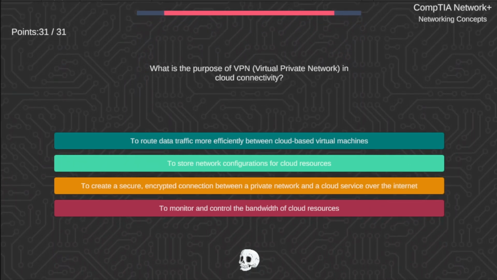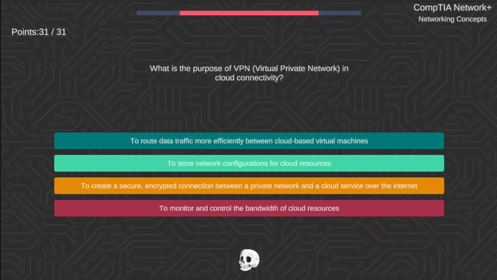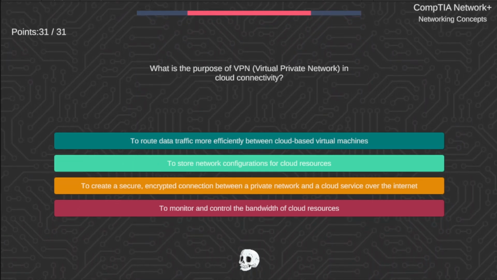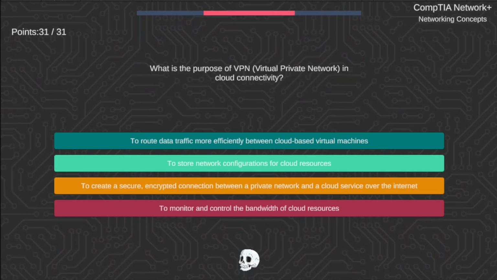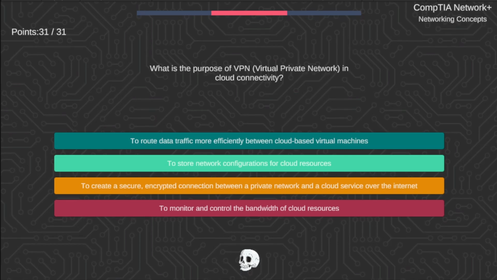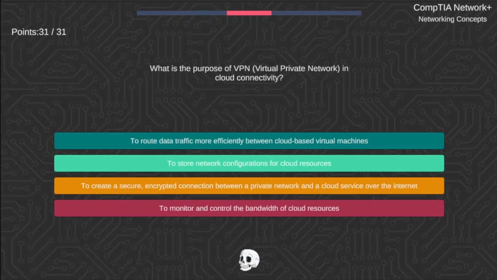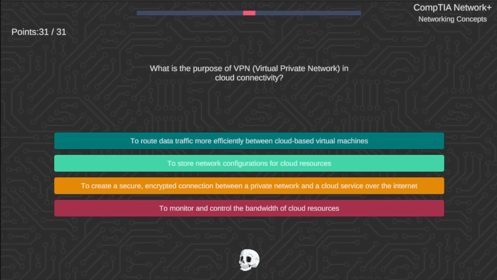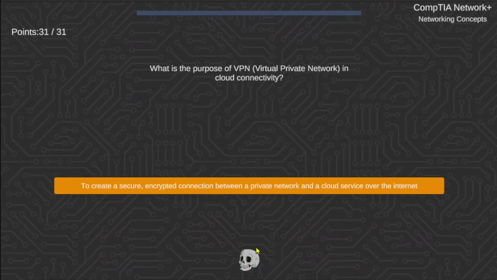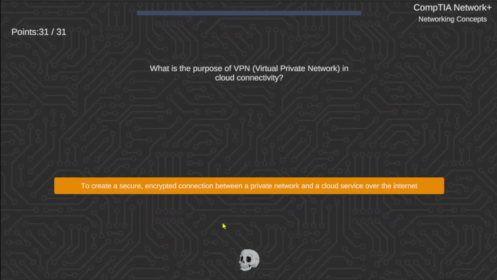To route data traffic more efficiently between cloud-based virtual machines, to store network configurations for cloud resources, to create a secure encrypted connection between a private network and a cloud service over the internet, or to monitor and control the bandwidth of cloud resources. The purpose of a VPN, or virtual private network. Correct answer is to create a secure encrypted connection between a private network and a cloud service over the internet.